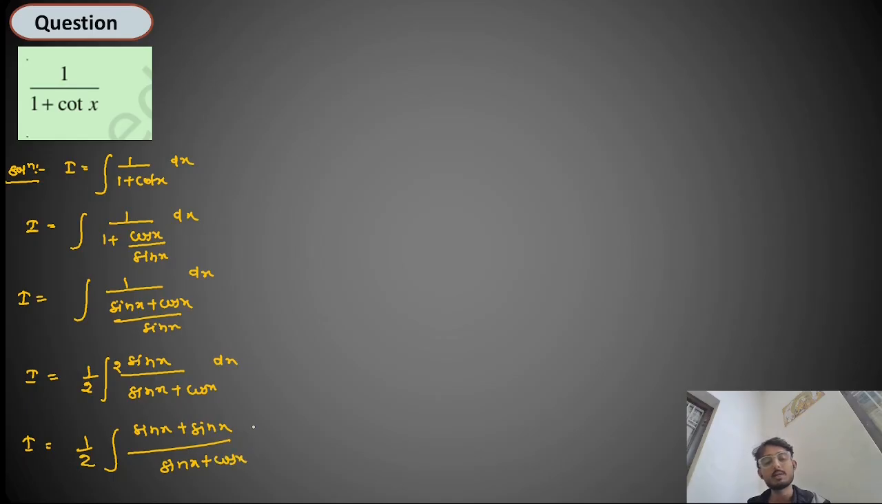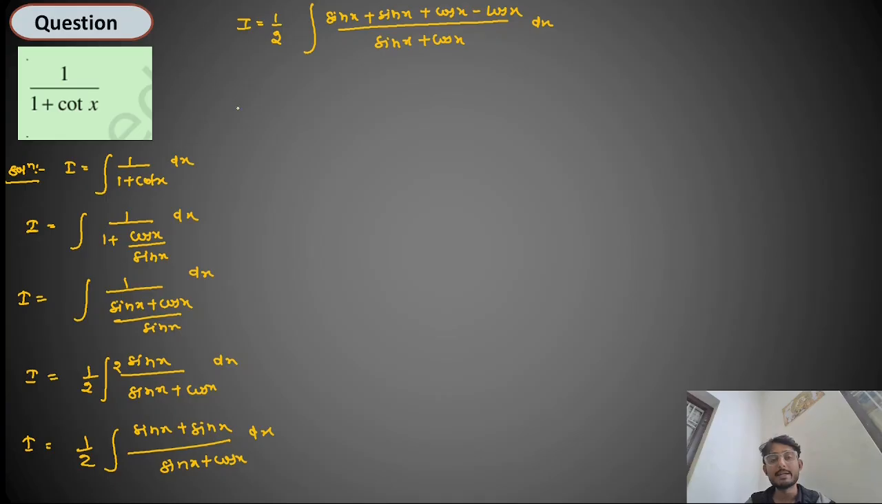Now in the numerator there is not any kind of cos x, so you will add and subtract cos x. So we'll get I equal to 1 by 2 integral of (sin x plus cos x plus sin x minus cos x) upon (sin x plus cos x) dx.